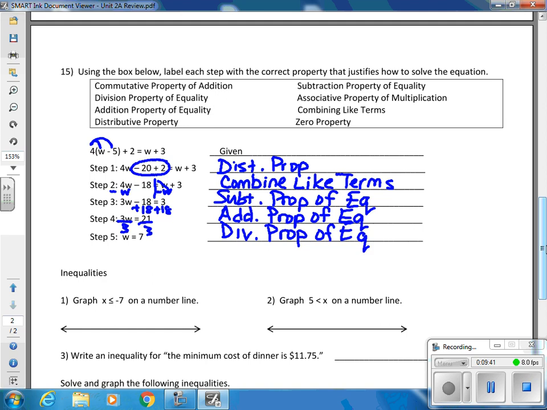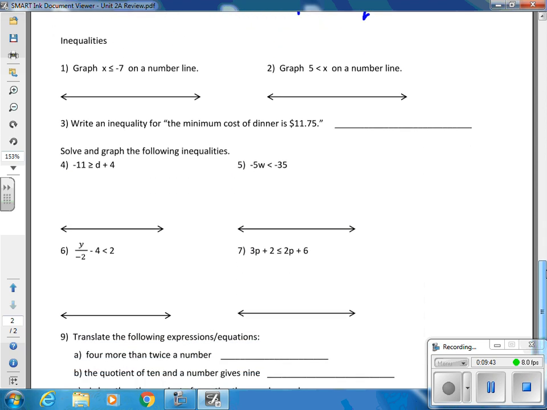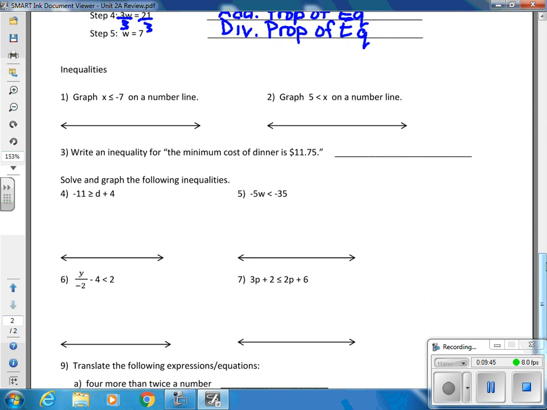Right, for the next section of the test review, we're looking at inequalities, which is where we spent the other part of our time. So for numbers 1 and 2, we're going to practice graphing them on a number line. Remember, you have to have at least 3 numbers on that number line so that I know you know how to count.